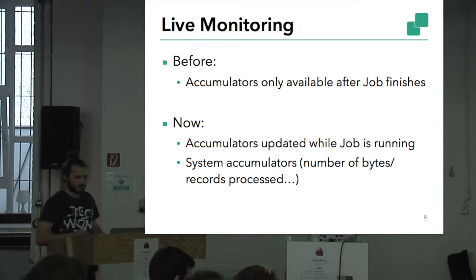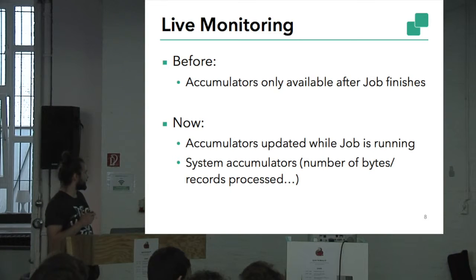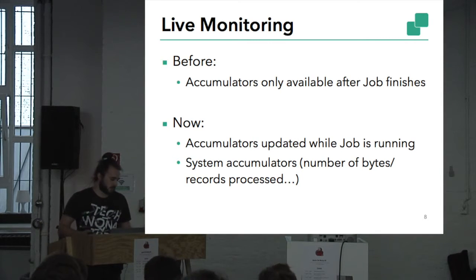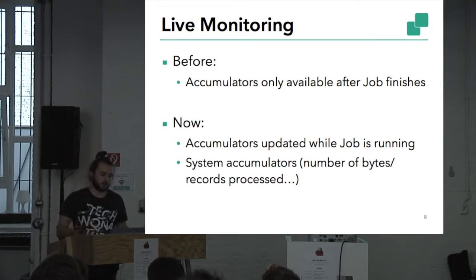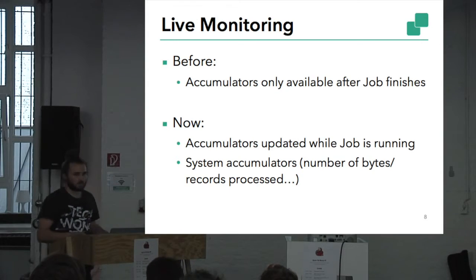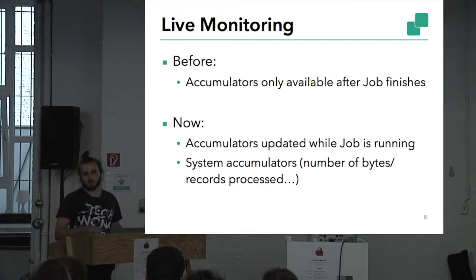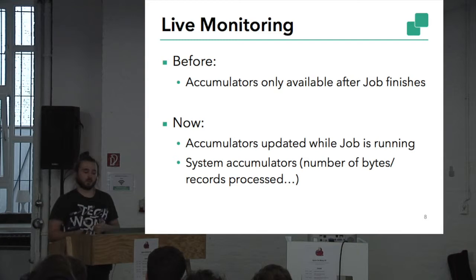So the next thing, Robert already mentioned this, is live monitoring. A bit of background. In Flink, like in Hadoop, you can have these accumulators or counters where you have some running statistics of a job. The status before the work we're doing here is that the accumulator results are available after a job has finished. This is because of how it was in Hadoop. In batch jobs, you have a job that runs, and then afterwards you want to know the accumulators.